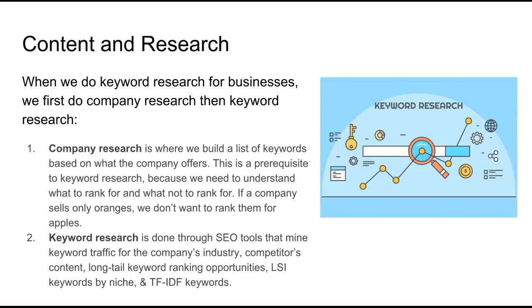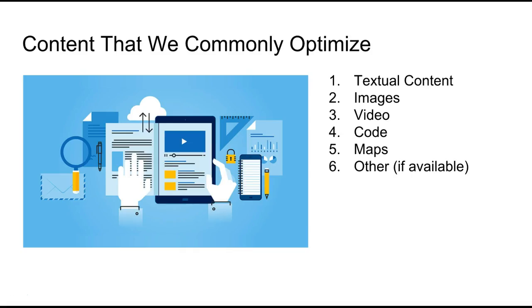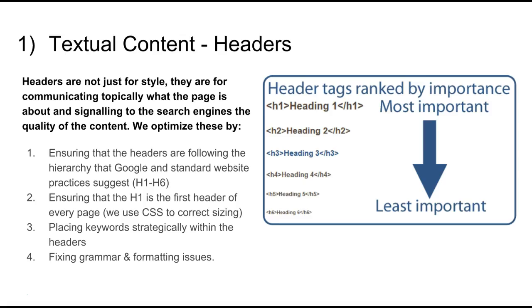Number two, keyword research is done through SEO tools that basically mine data and tell us what the traffic is for that keyword and for the company's industry. It tells us what that keyword traffic is for the competitors' content, what they're getting. And it tells us long tail keyword ranking opportunities, LSI keywords, questions and answers, TF-IDF keywords, and the list goes on and on and on. The content that we commonly optimize is textual content, images, video, code, maps, and others if it's available.